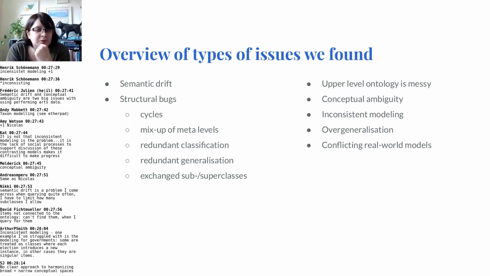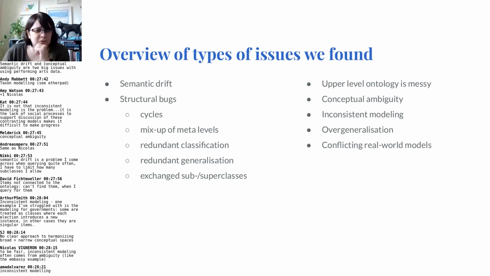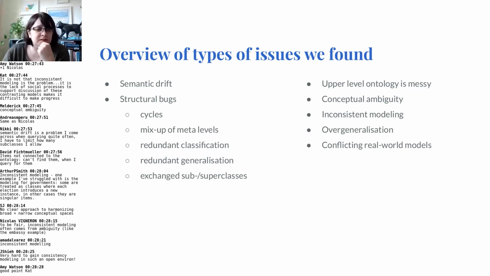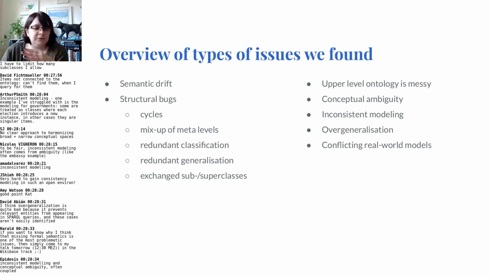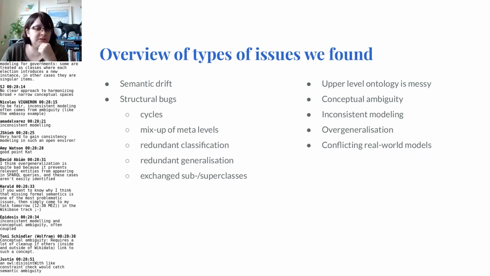And Kat is pointing out that it's not that inconsistent modeling is the problem, it's the lack of social processes to support discussions in these contrasting models. Yeah, this is also one of the things that we took away from this work so far, which is why I'm trying to get an understanding of which ones of those people generally consider important to fix, and then figure out what kind of better social processes and tools to support those processes do we need to get a handle on this?